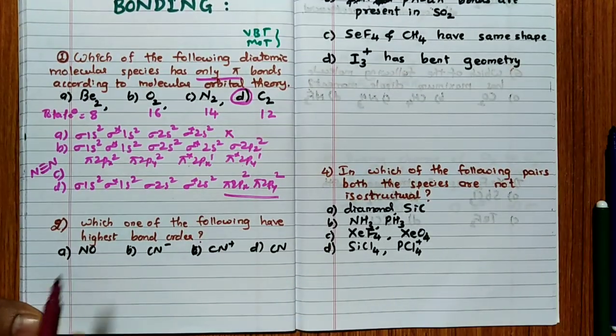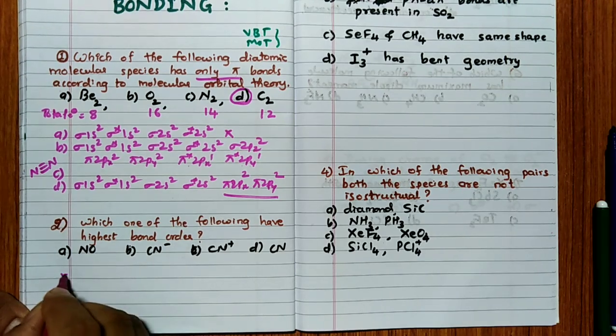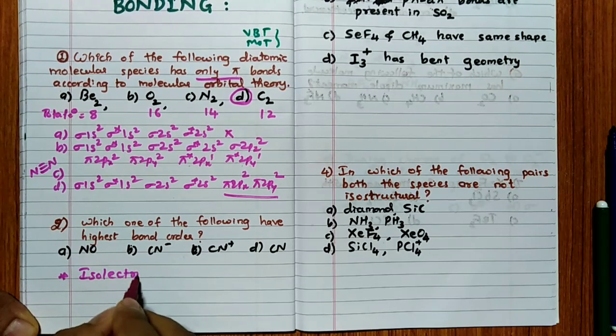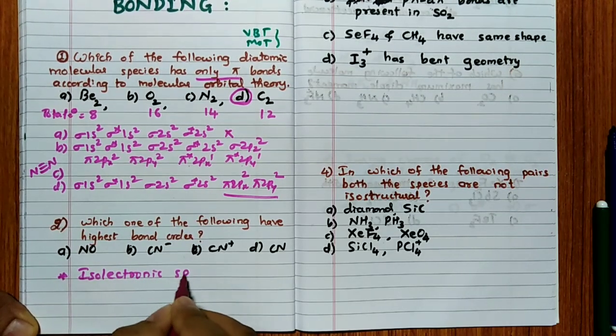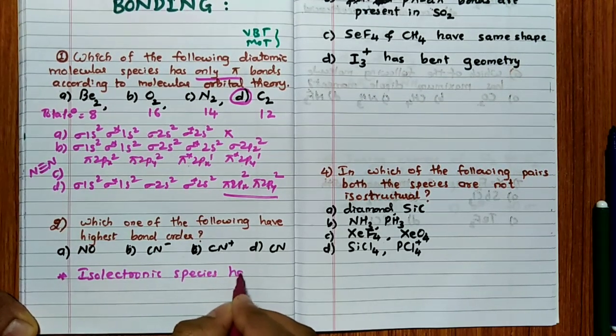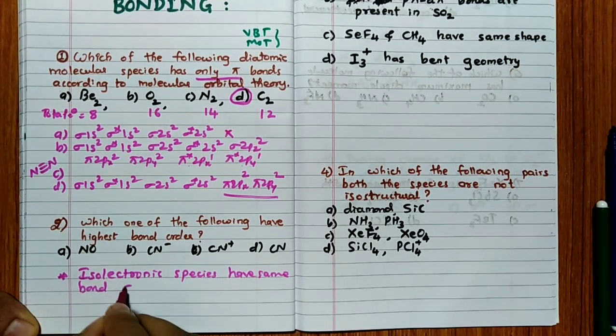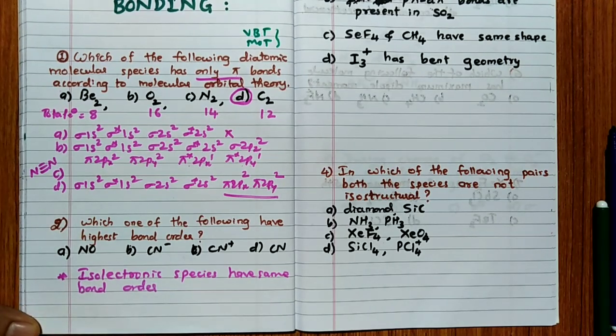Then, which one of the following has the highest bond order? Highest bond order, remember, one very important point I will tell you. Isoelectronic species, this is the hint, remember, isoelectronic species have the same bond order. Remember that point.